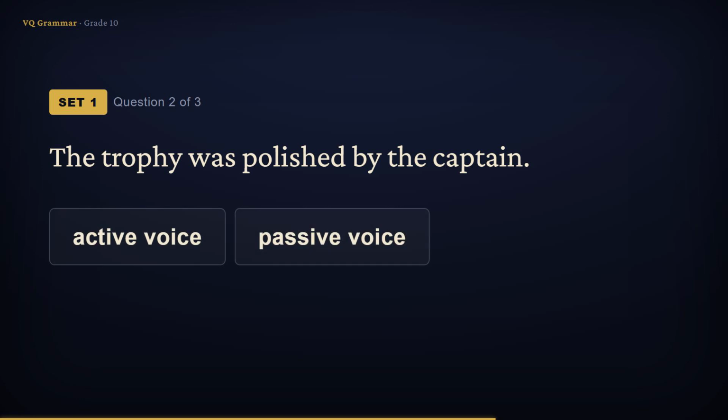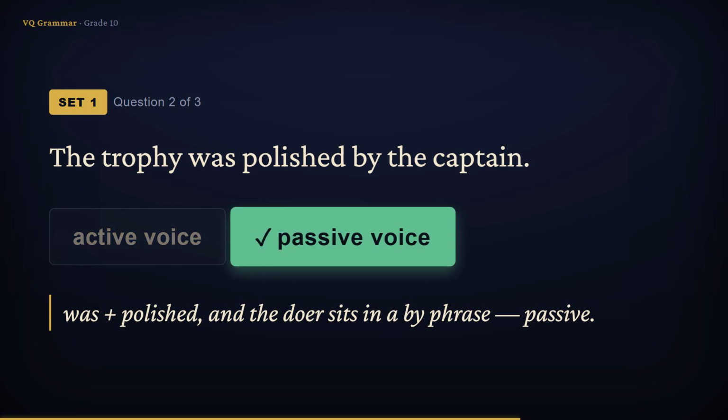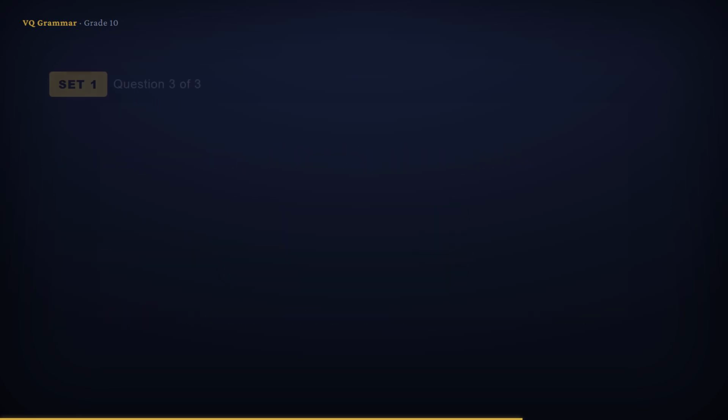The trophy was polished by the captain. Now the subject is the trophy, and a trophy cannot polish anything. It is receiving the action. You can see the recipe too. Was, a form of be, plus polished, the past participle. And there is the captain, tucked into a by phrase at the end. This one is in the passive voice.